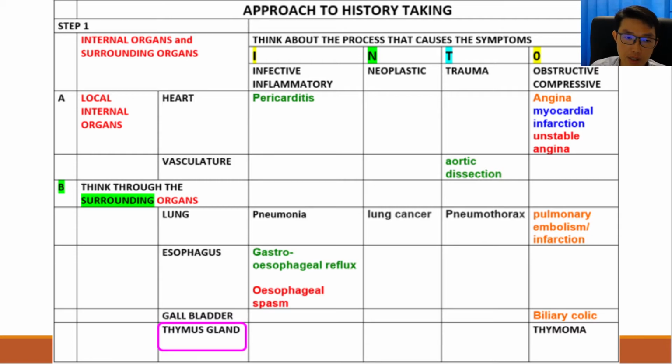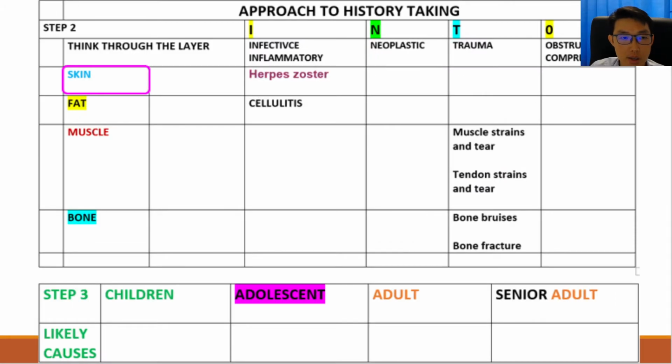And I have seen patients that presented to myself with chest pain that was finally diagnosed to have thymus gland tumor, a thymoma. So these also need to be taken into consideration as well.